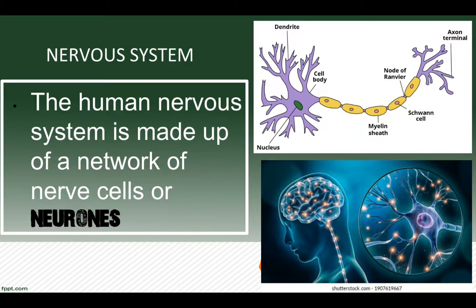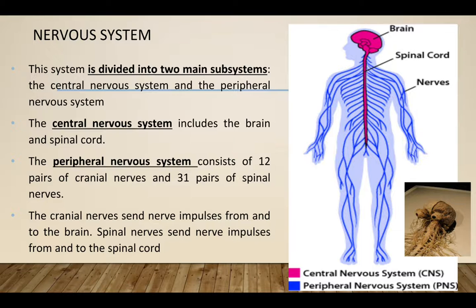Okay, sistem saraf manusia ni, basic dia terbina daripada sel saraf ataupun neuron. Dan sel saraf yang membentuk sistem ni bukannya satu, dia ada banyak-banyak dan bersambung. So banyak-banyak dan bersambung tu maksud network of nerve cells or neurons.